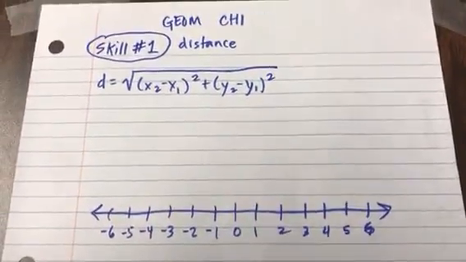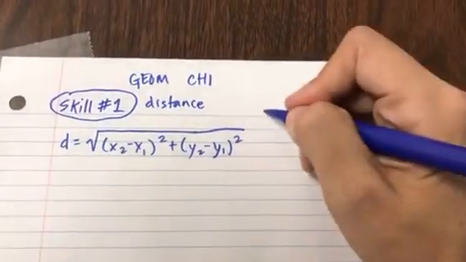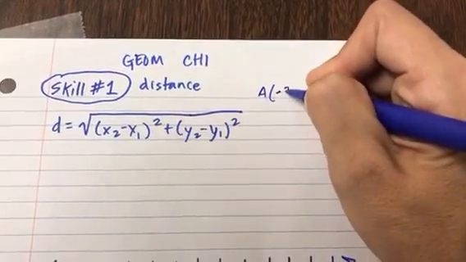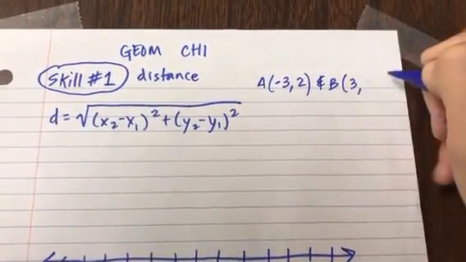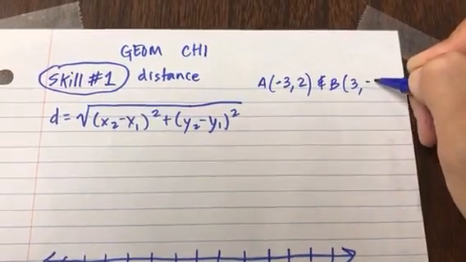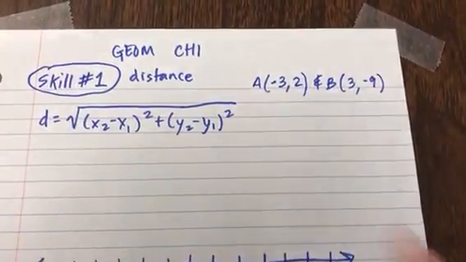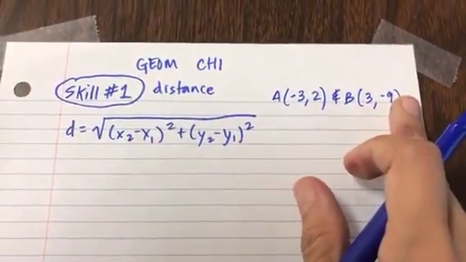Okay, so I got a number line, and then it's just pretty easy. I can just make up my points. So I'm going to do (-3, 2) and (3, -9), and I want the distance between these points.